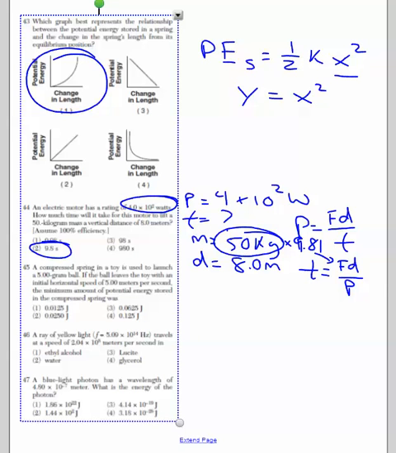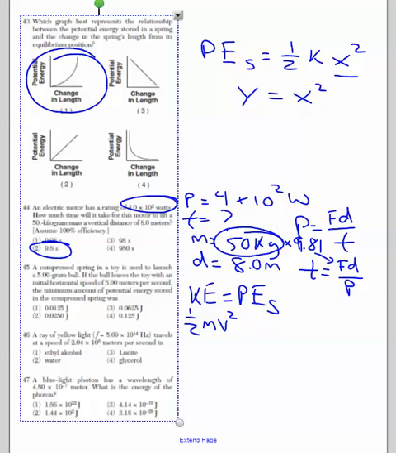45, a compression toy has launched a 5 kilogram ball. So it's asking for the potential energy, but they give you a mass and a velocity. And so what you know is that the kinetic energy of the object that's moving is going to be equal to, since energy is conserved, the elastic potential energy that's in the spring toy. So if we find out the kinetic energy, the 1/2 mv squared, then we by default found the PES.